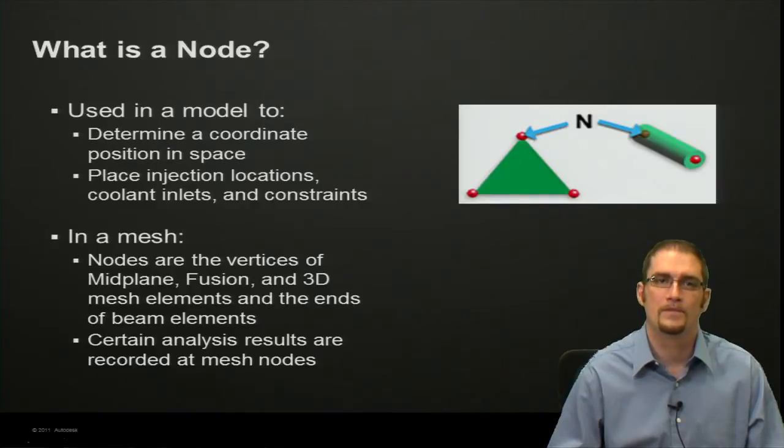These nodes are used to calculate certain results, which are recorded at these nodes. They also determine a coordinate position in space for the model and serve as places to place injection locations, coolant inlets, and constraints.